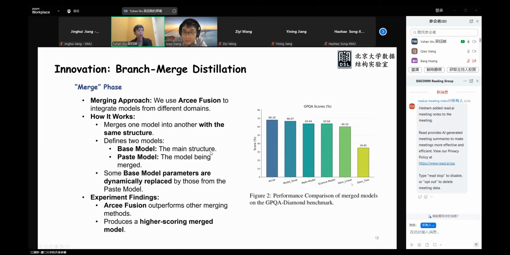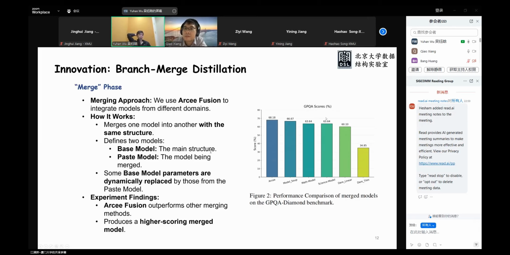And the other methods are lower than it. But this experiment is not strict. It's not a strict experiment because here we only test the GPQA scores. It's about the science ability.